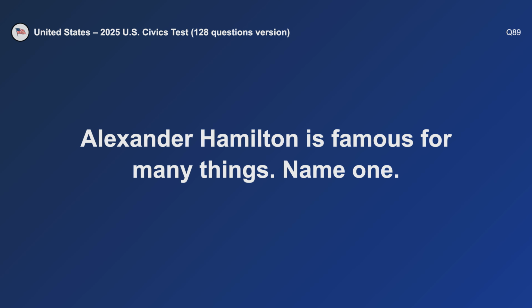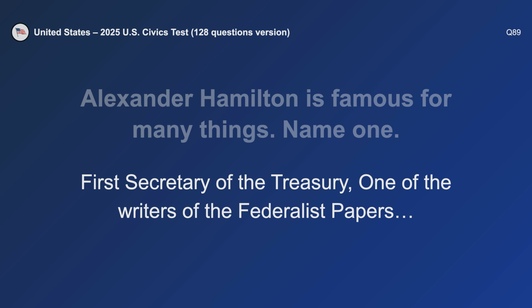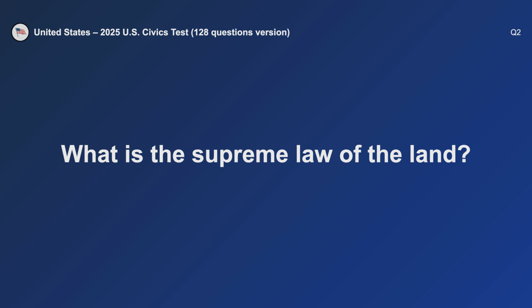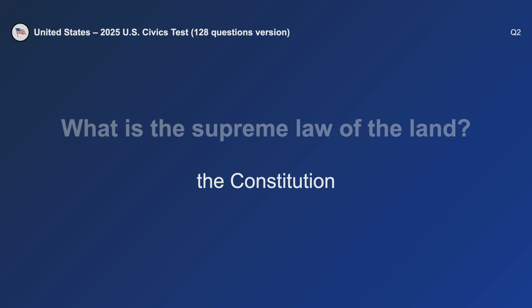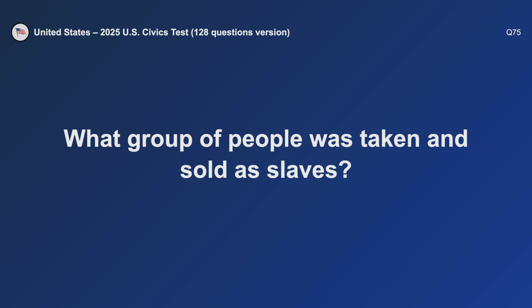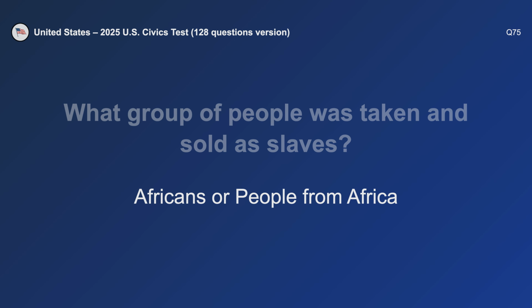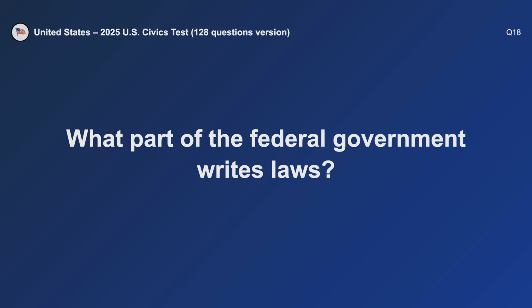Alexander Hamilton is famous for many things. Name one. One of the writers of the Federalist Papers. What is the supreme law of the land? The Constitution. What group of people was taken and sold as slaves? Africans. What part of the federal government writes laws? Congress.